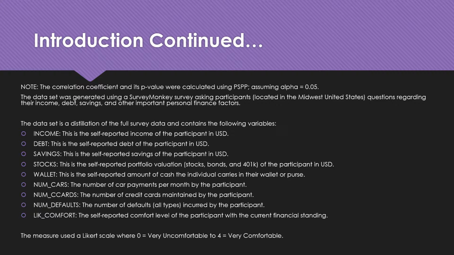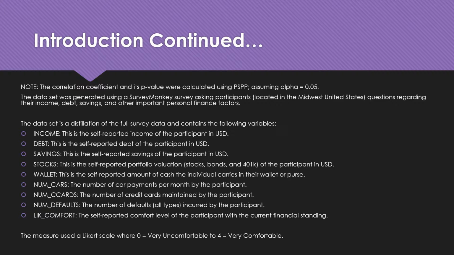Income. This is the self-reported income of the participant in US dollars. Debt. This is the self-reported debt of the participant in US dollars. Savings. This is the self-reported savings of the participant in US dollars. Stocks. This is the self-reported portfolio valuation. This includes stocks, bonds, and 401k of the participant in US dollars. Wallet. This is the self-reported amount of cash the individual carries in their wallet or purse.